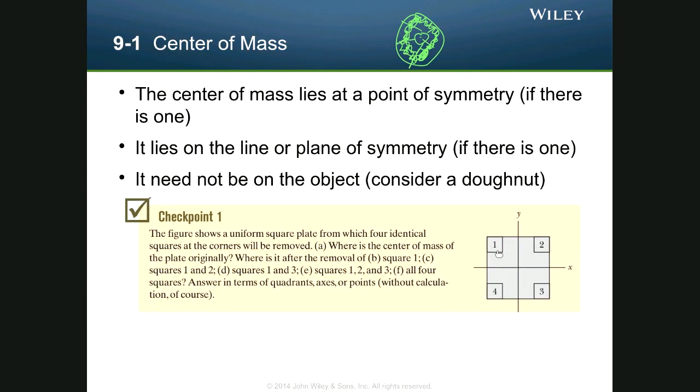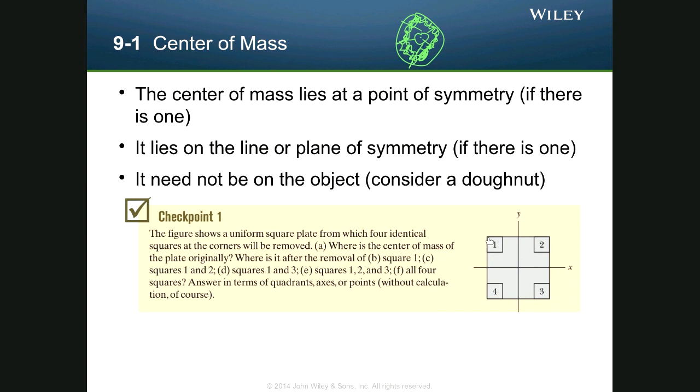So either quadrant 1, quadrant 2, quadrant 3, quadrant 4. You can be more specific, but you'd be along like a line, one of the diagonal lines, or on one of the axes, right? Like where would the center of mass go? So I want to do parts A and B together. I'm going to do those.